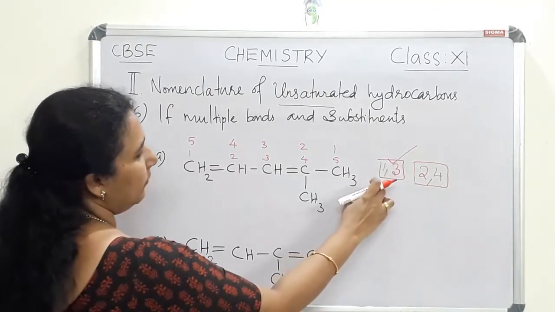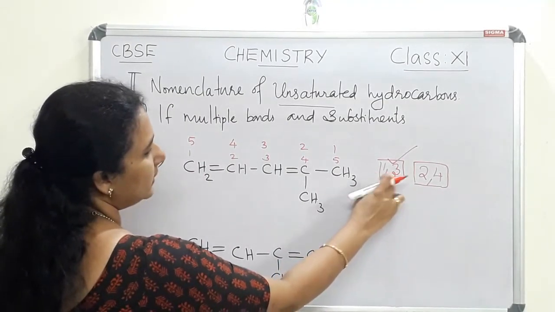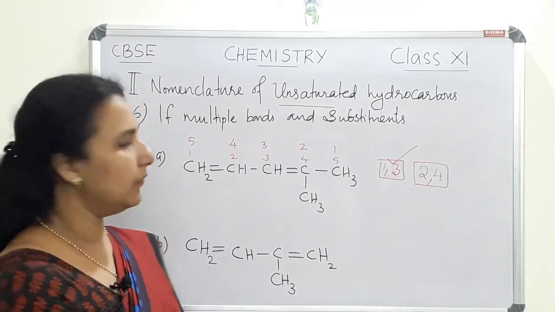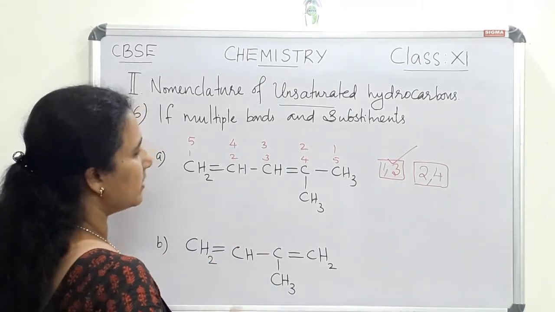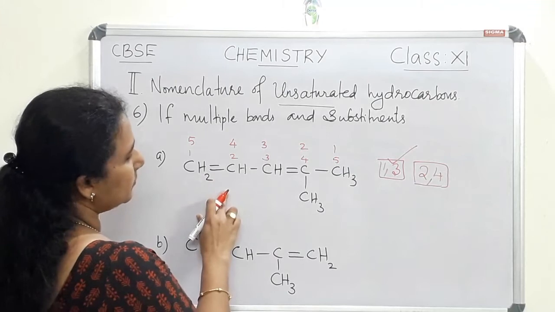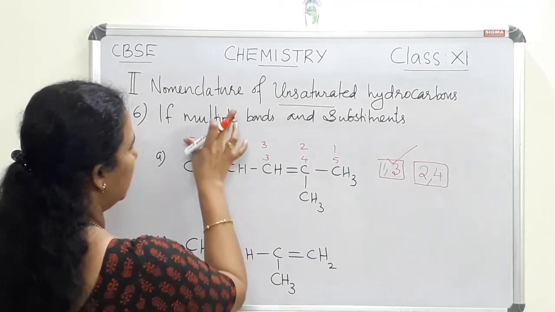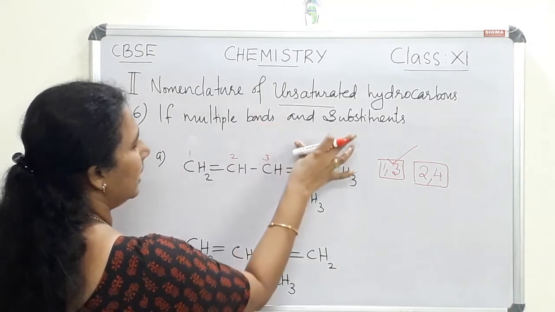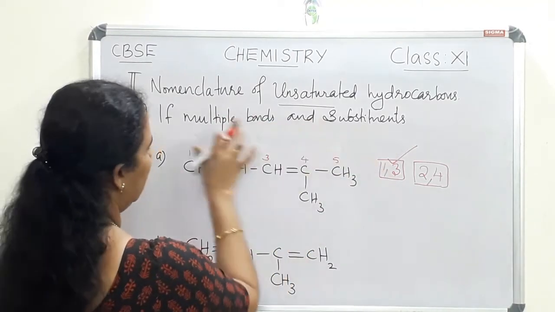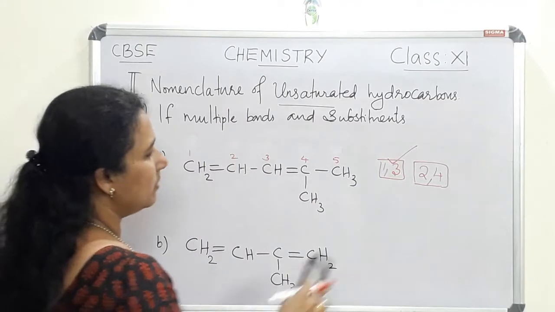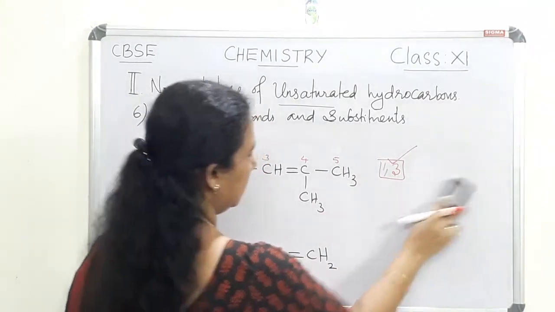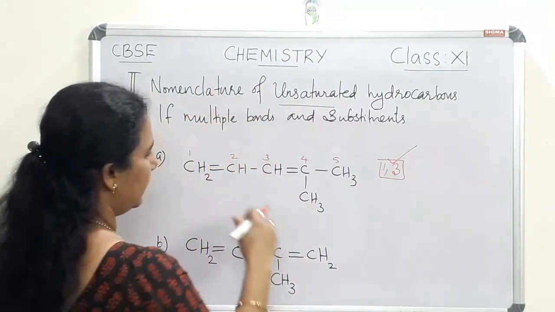So we found out 1, 3, that is the lowest set of locants for the multiple bonds. So we need to number it from left to right. So left to right numbering is the correct way of numbering. Let us name this compound. So 1, 3, that is the correct set of locants.